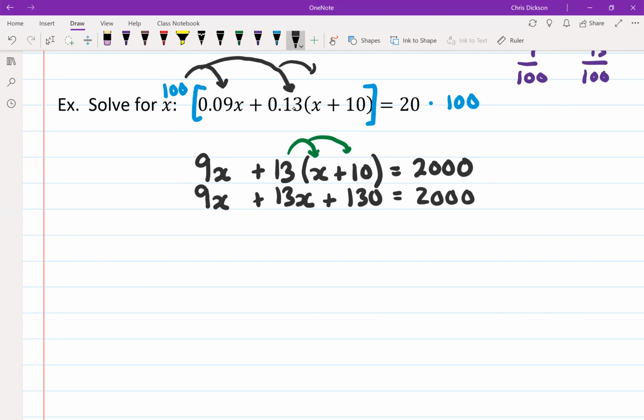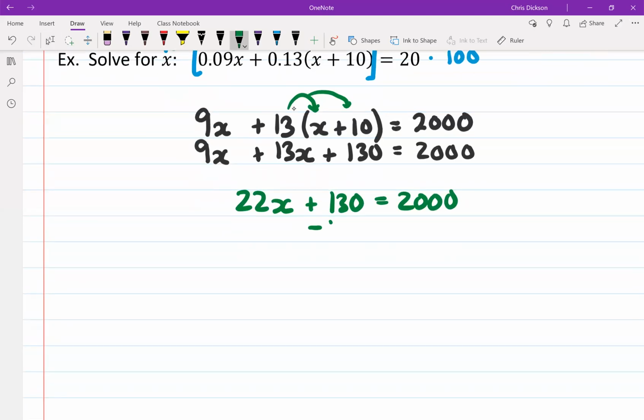So let's group our x's together. We've got 9x's and 13x's. So that's going to give us 22x plus 130 equals 2000. And so now we basically have a question like we had the day before. So I'm going to subtract 130 from both sides.